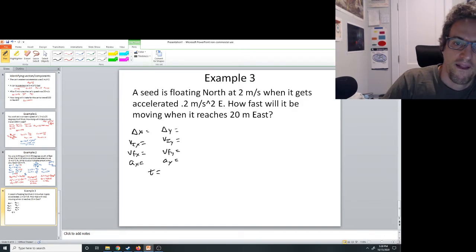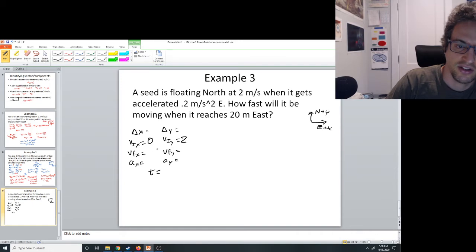Okay? 2 meters per second. It's floating north at 2 meters per second. Okay, so floating, that means that's how it's moving. Right? That's our velocity. And I think we're talking about all of our velocity. So if all of our velocity is north, which is positive y, right, then v initial y is 2. And that implies that v initial x is 0. All right? And then we have accelerated. This time we're talking about all the acceleration is 0.2 meters per second squared east. So a_x is 0.2. And that implies that there's no a_y. a_y is 0.